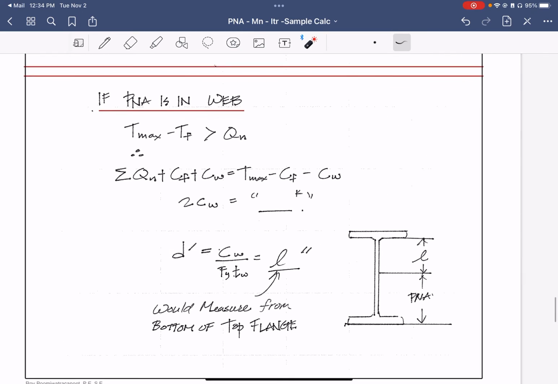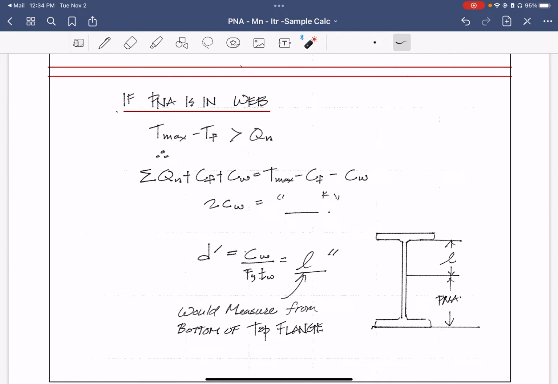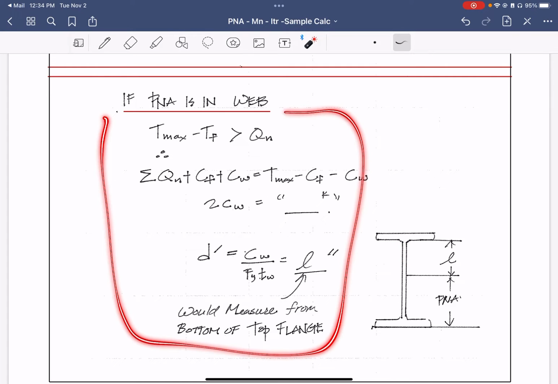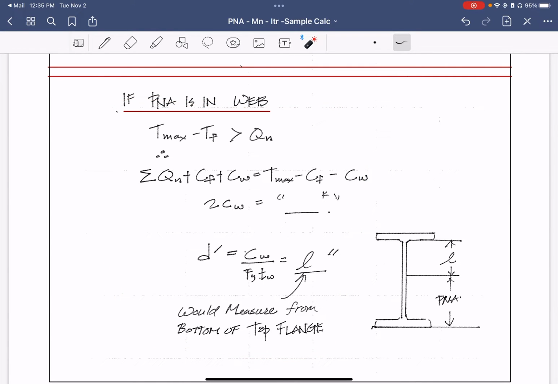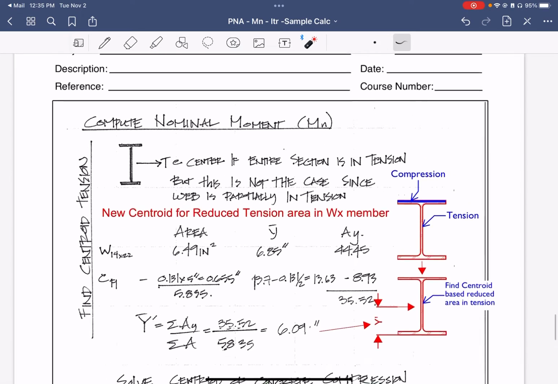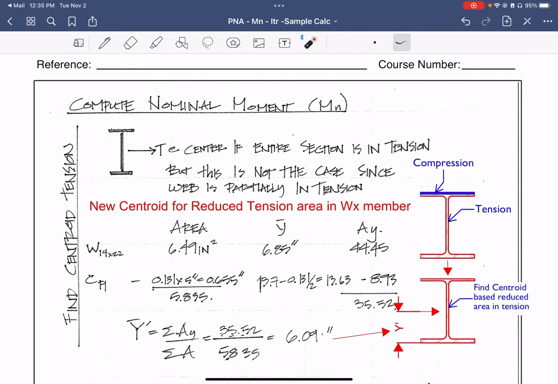Okay. Now here's what ends up happening: this is the equation. If the PNA enters into the web, this essentially makes your life a lot harder. And this will typically occur when you have a girder.